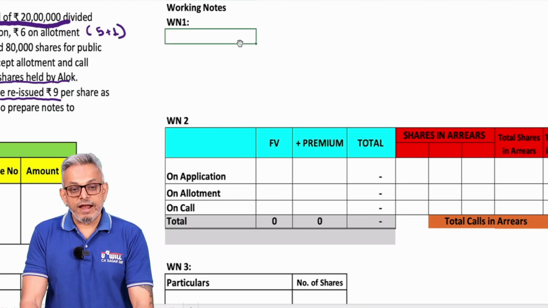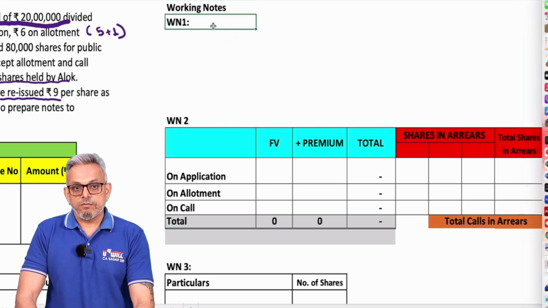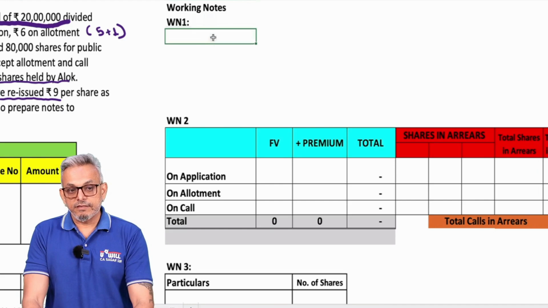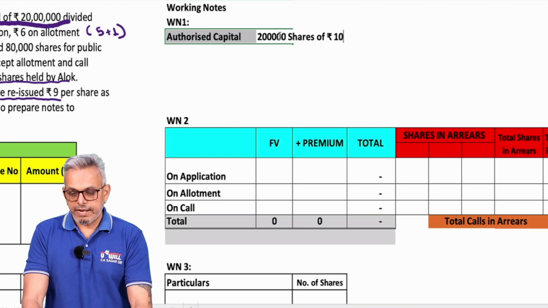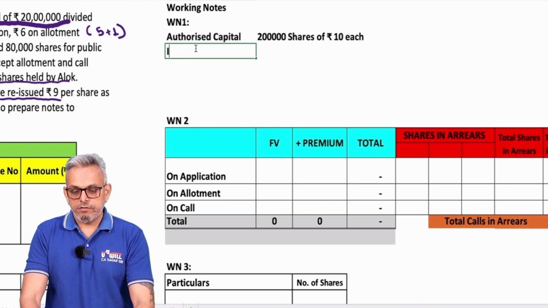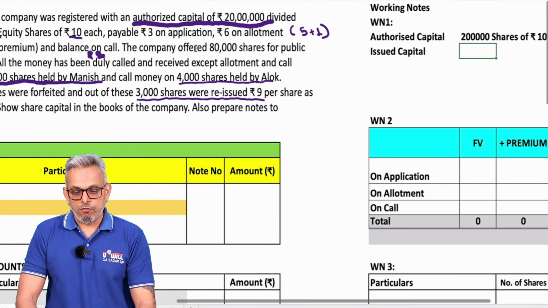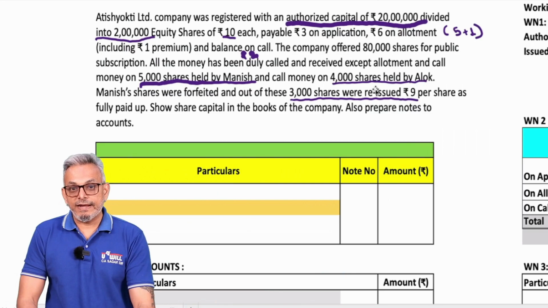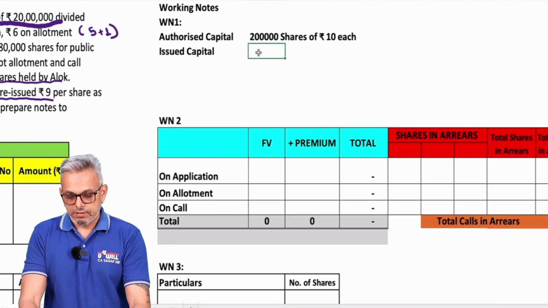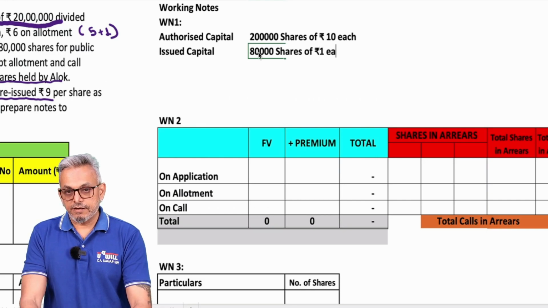Now, working note one, I'll write the summary of the shares. What is there in the question? So authorized capital is built up of 2 lakh shares of rupees 10 each. Now issued capital. Now this company wants to give how many shares? 80,000 shares. So over here, this company wants to give 80,000 shares of rupees 10 each.